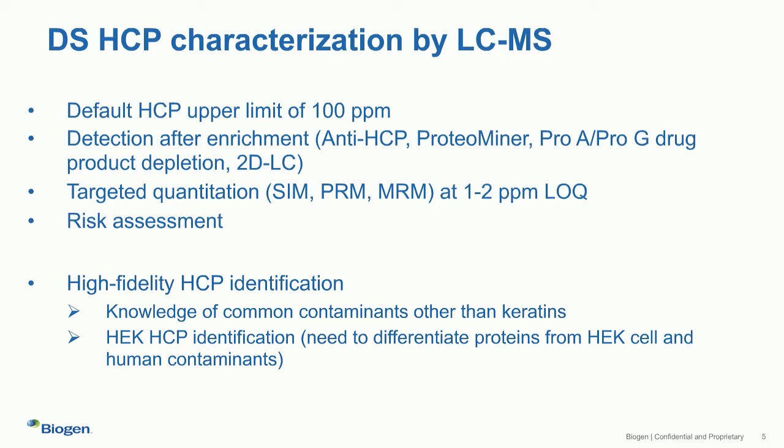For high fidelity HCP identification, sometimes the cell line that's chosen for expressing the protein could pose certain challenges, such as HEK cells, which is known as the human cell line. And some of the human intervention during the sample preparation could introduce human contaminants into the LC-MS workflow. That needs to be carefully studied before applying the LC-MS to the HCP characterization for HEK cell line.